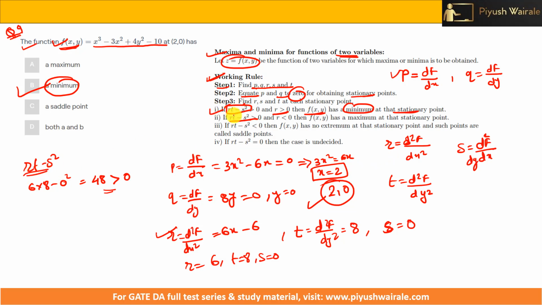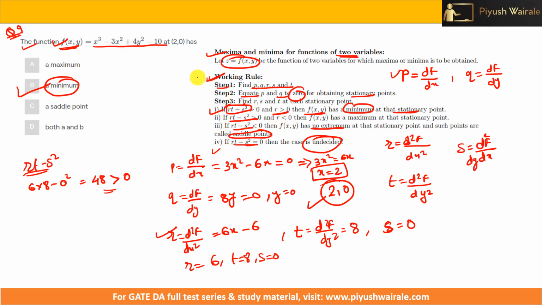If it is greater than 0, then it will have the minima or maxima based on the value of r, right? But if it is less than 0, it means it has no extremum value. It means there is no maxima and minima, and such points are called saddle points. And if it equals 0, then the case is undecided. Please remember this point, right?